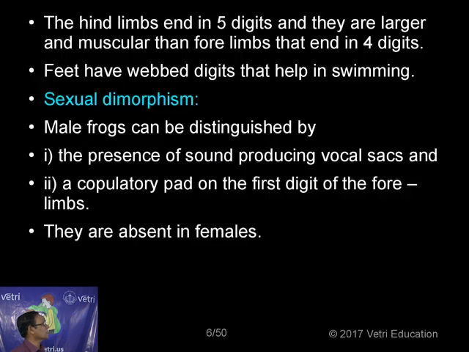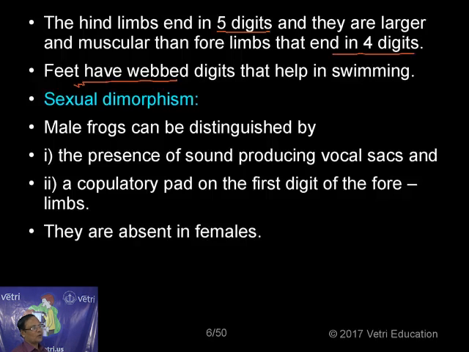As I mentioned, the hind limb ends in 5 digits or toes, which are larger and more muscular than the forelimbs. The forelimbs end in 4 digits. Between the toes we have the webbed toes, so the feet have webbed digits that help in swimming, acting as a paddle-like structure.